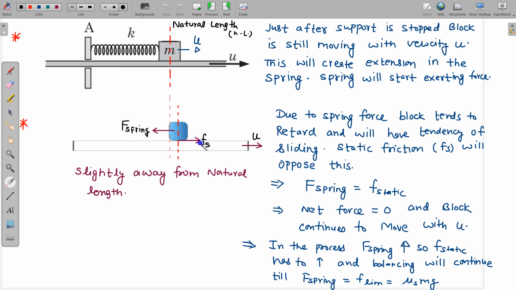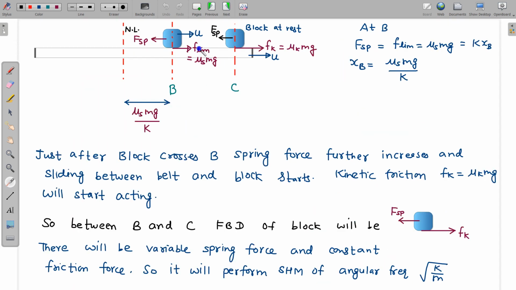Okay, now let's move further. Finally it will reach a position here, and at this position the static friction force will reach its limiting value, and that limiting value here will be equal to mu s into normal, and normal is simply mg here. So till this point B, the motion of this block is with uniform velocity u. All the forces will be balanced, and this extension will be equal to mu s mg by k.